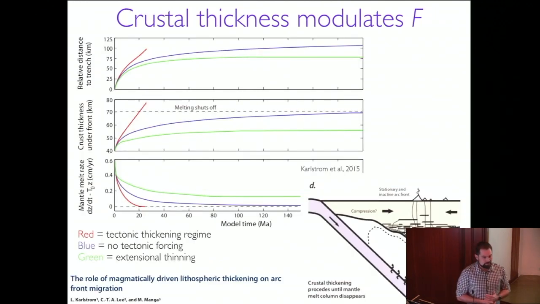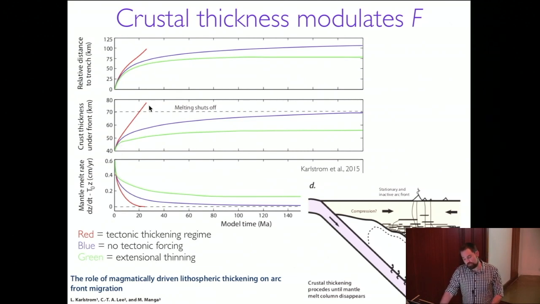And so there are some studies that show that crustal thickness modulates the degree of melting that occurs in the mantle wedge. In these three diagrams, you see the mantle melt rate, the crustal thickness under the arc, and the distance to the trench. What this study was showing, in addition to the degree of melting, was that arc fronts migrate depending on lithospheric thickening. And so you see in red, in all these graphs, a tectonic thickening regime. And you'll notice that in these environments, where the crust becomes thicker, the amount of melting decreases dramatically in the time span of an arc. Whereas in the other environments, it doesn't. And eventually, if you thicken your crust enough, the melting shuts off.